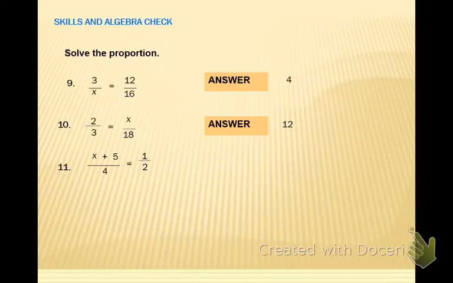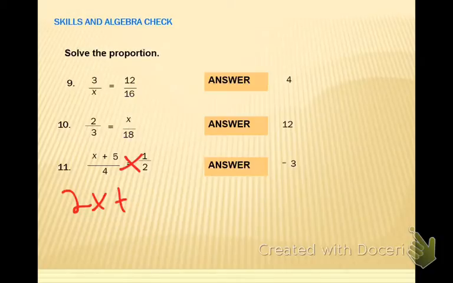When we solve this proportion, what do I need to do when I cross multiply? What do I need to remember to do? Okay, so I cross multiply here and here. So does it become 2x plus 5 equals 4? You're shaking your head, Logan. What did I do wrong?